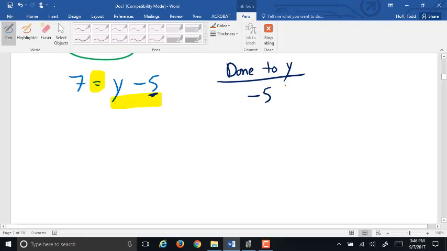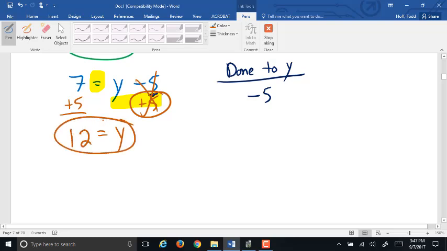How do we reverse that? Add 5. There we go. We add 5, it undoes or takes away that subtracting 5. So we're left with y. We added 5 to one side, we have to make sure we add 5 to the other side. 7 plus 5 is 12. So we get 12 equals y, or y equals 12.